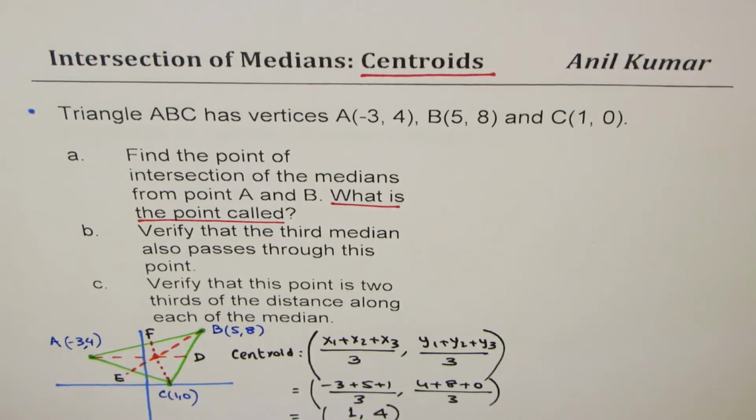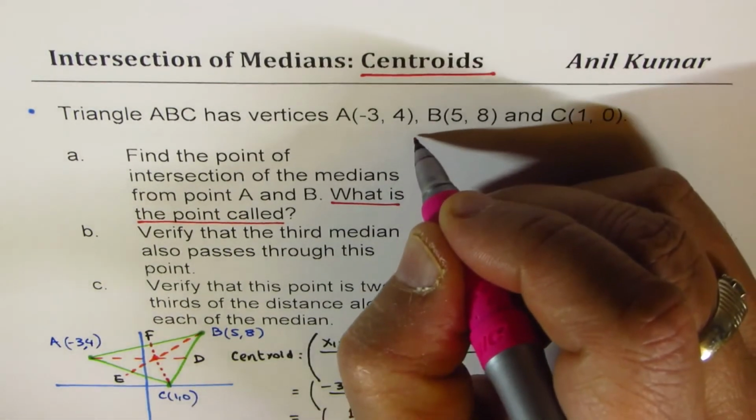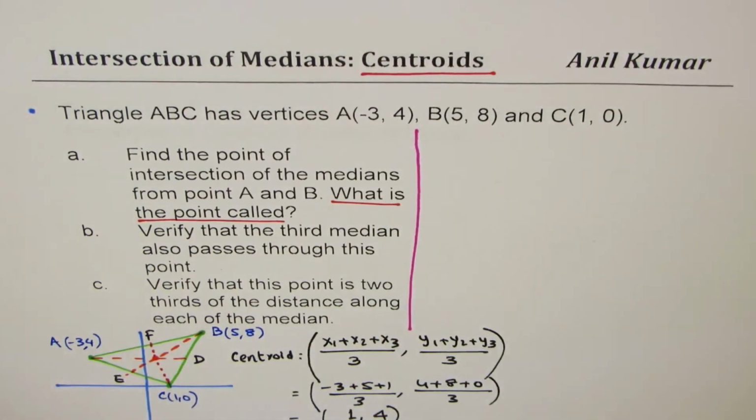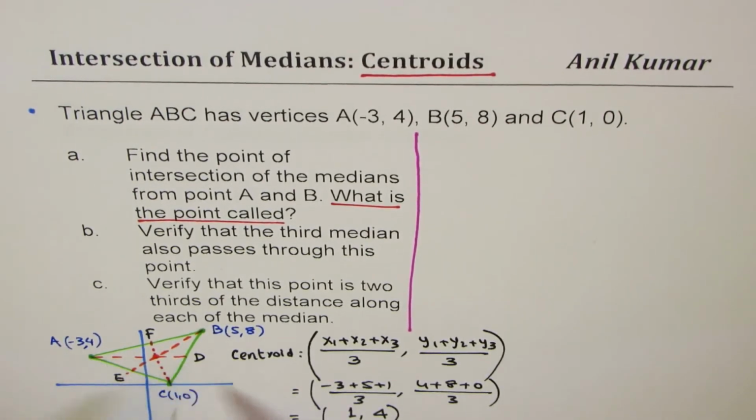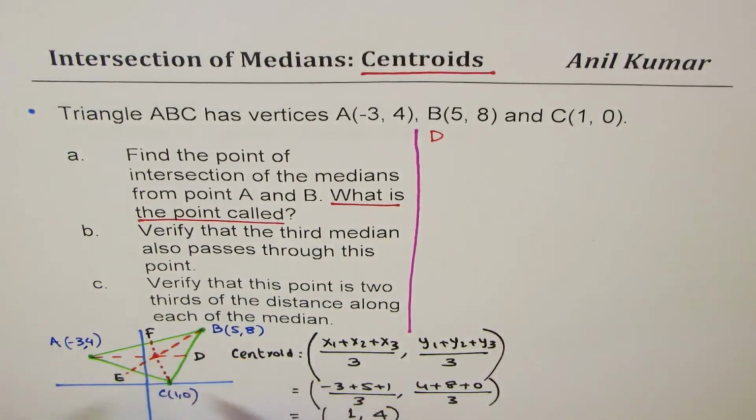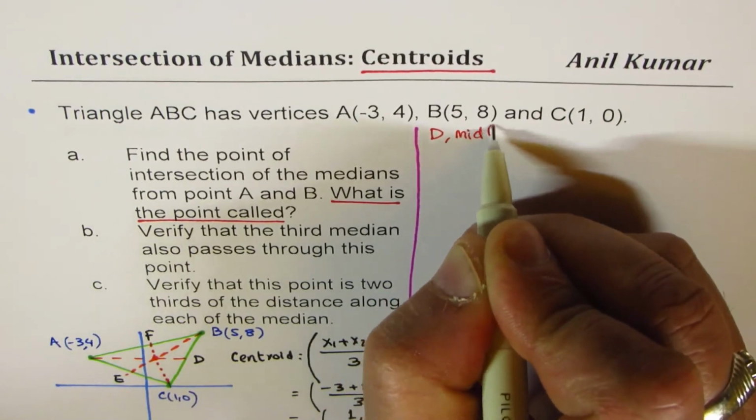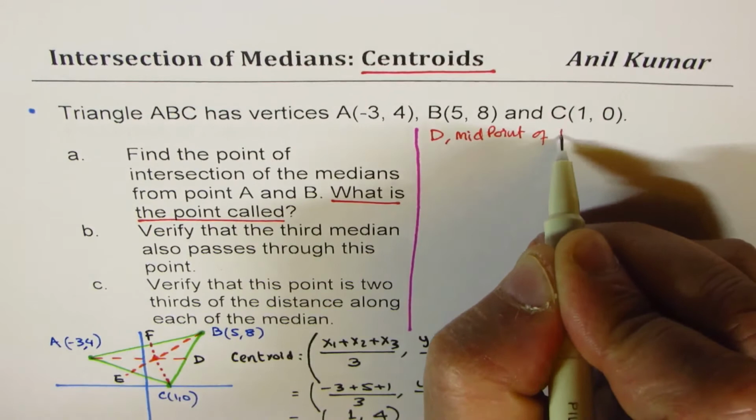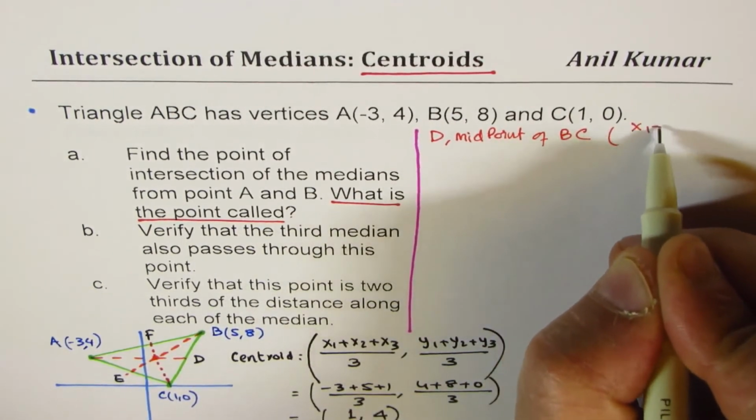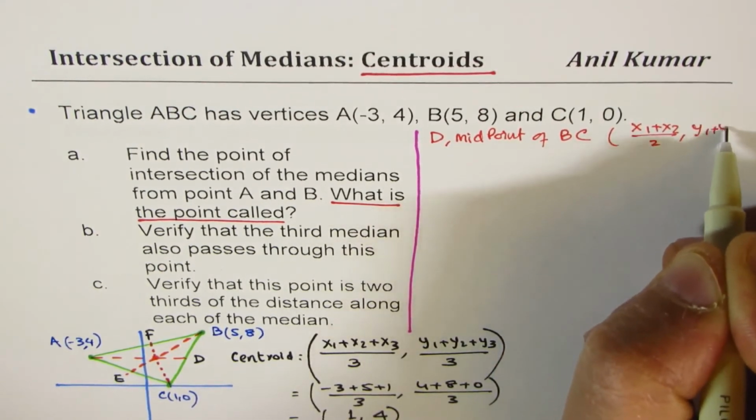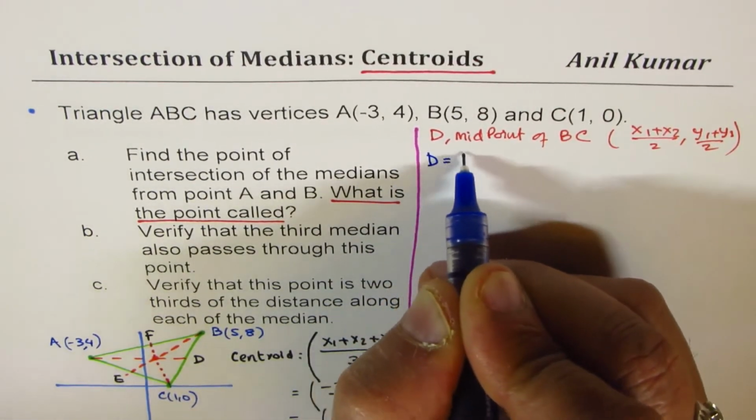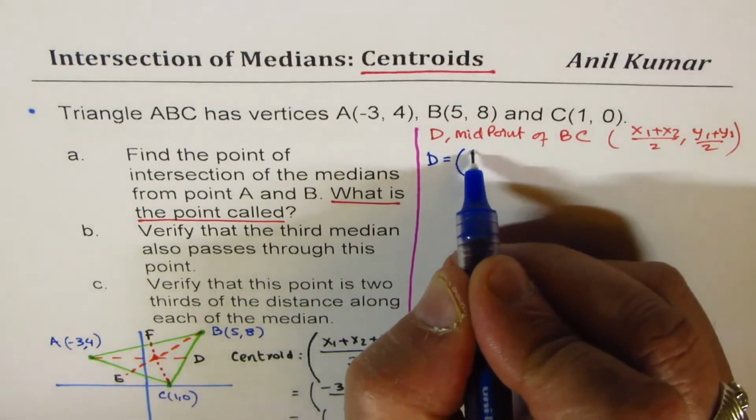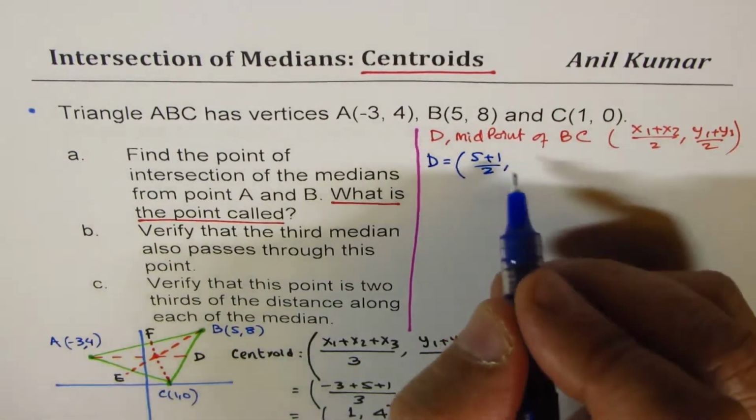However, we have to use the method which has been taught in the class to find the centroid. The method involves finding midpoints. So the first step is to find the midpoint of each side. So let's find AD. We'll find D, which is the midpoint of BC, right? We'll use the formula x1 plus x2 divided by 2, y1 plus y2 divided by 2, correct? So the midpoint D is equal to 5 plus 1 divided by 2 and 8 plus 0 divided by 2.